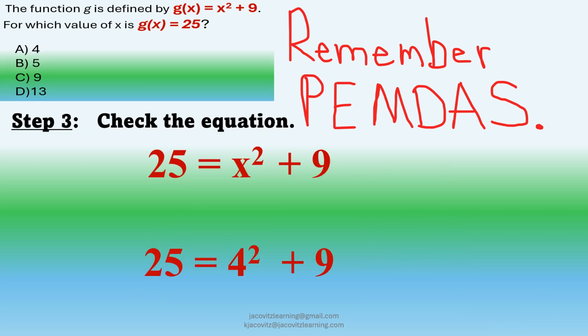Okay, so now we have the equation set up as 25 equals x squared plus 9. We're going to check it, and we chose choice A. This is a real SAT question, so if you go back and check it, you're going to see that's the right answer. It was from an SAT practice test on the College Board's site. This is minus 9 on both sides. I've been doing this for at least 13 years.